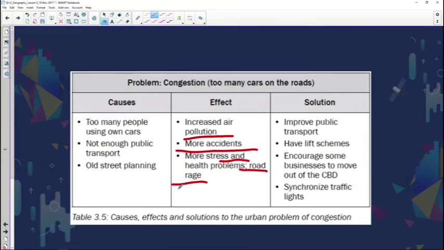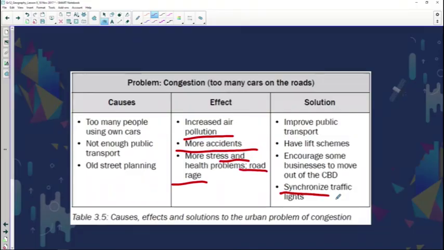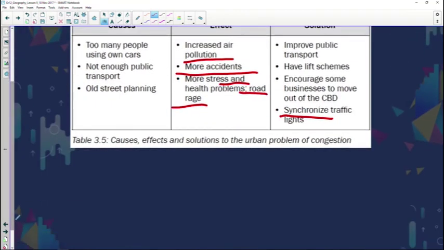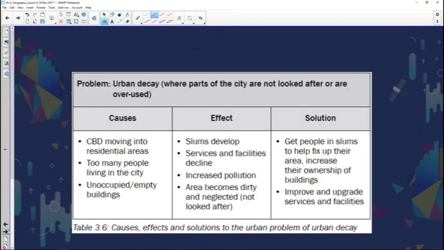Okay, very importantly, because of the major influx and the congestion, that's the reason why outlying business districts developed. Many companies decided to move away from the CBD because it's too congested, too many people over there. And very importantly, synchronize the traffic lights so that the traffic can flow much easier.